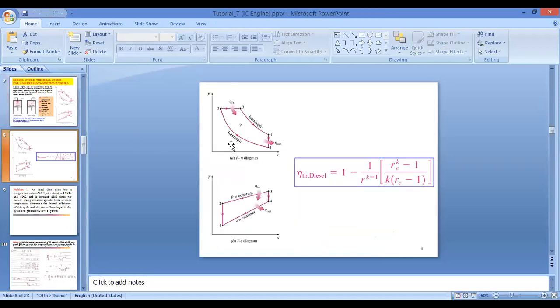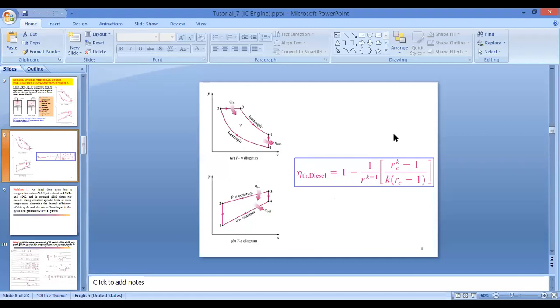If you calculate the equation of efficiency for this, it will be 1 minus 1 upon R raised to K minus 1, into RC raised to K minus 1 divided by K into RC minus 1. Whereas R is the same compression ratio, and RC is the cutoff ratio.